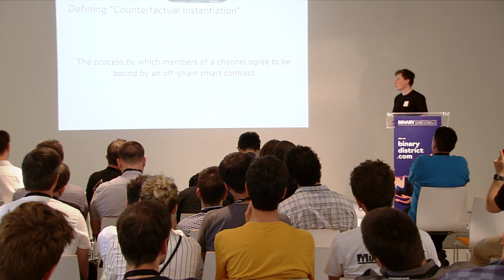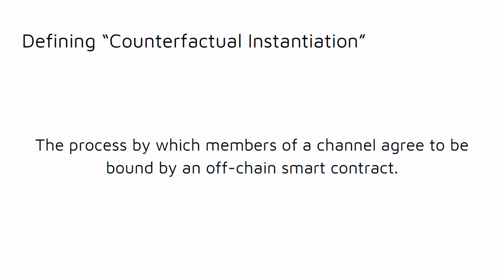We're trying to introduce a bit of terminology here that we're calling counterfactual instantiation, which people are starting to talk about in the industry. Effectively, it's the method by which you can agree to any arbitrary condition off-chain. So I guess the main way that we're looking at this is that off-chain code is law.